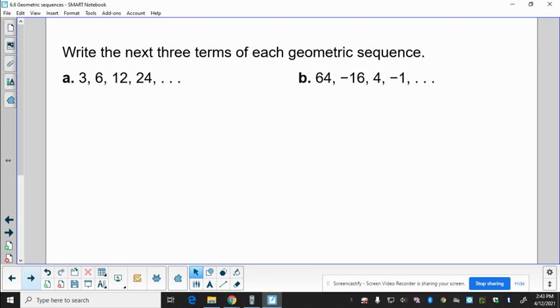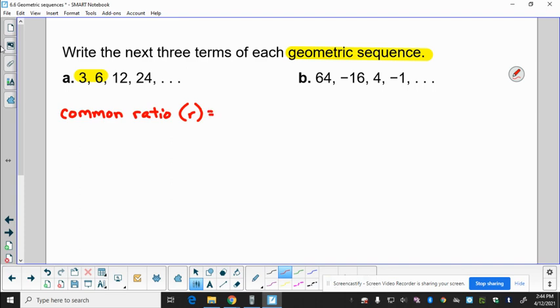Can we write the next 3 terms of these geometric sequences? So we are being told that these are geometric. So what we need to do is find the common ratio in these, and we're going to do it like we just did. Let's take the first 2 numbers and divide them in reverse order. 6 divided by 3 is 2. So the common ratio, which we can just call R, is 2, because that's 6 divided by 3.